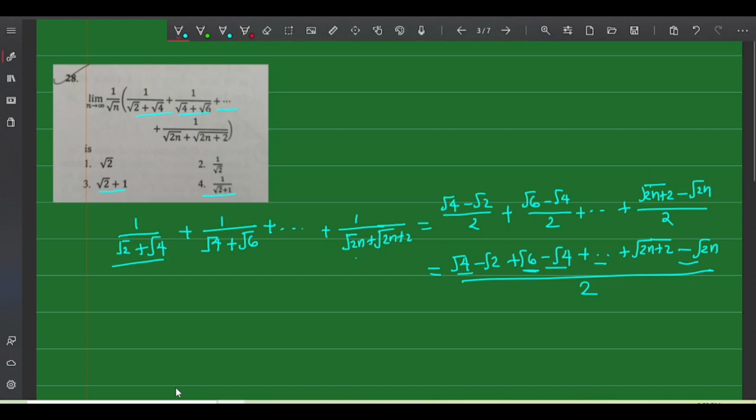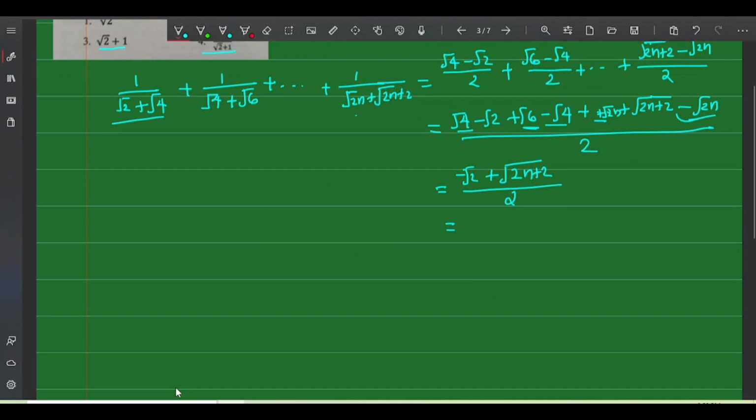Here we have minus root 2n and there will be a root 2n also. By adding these two terms we get 0. So in total, by cancelling all those terms, the remaining is minus root 2 plus root (2n plus 2), divided by 2, which is equal to (root (2n plus 2) minus root 2) by 2.